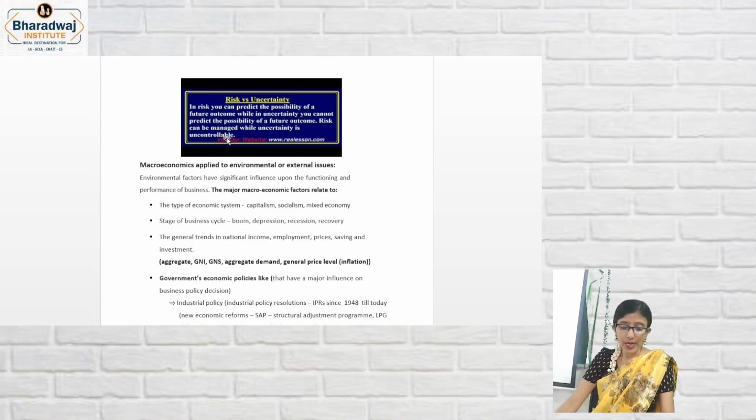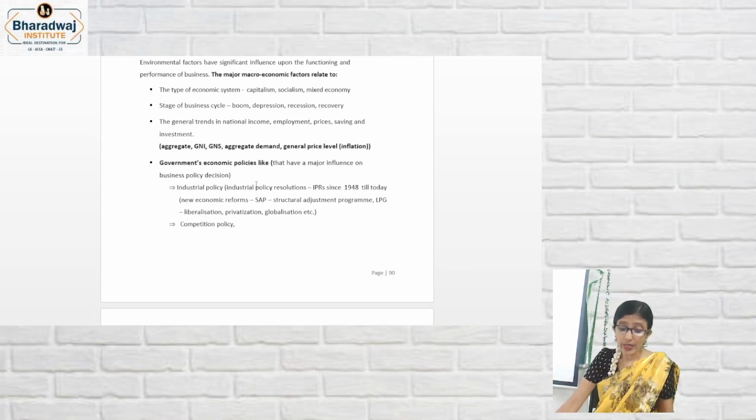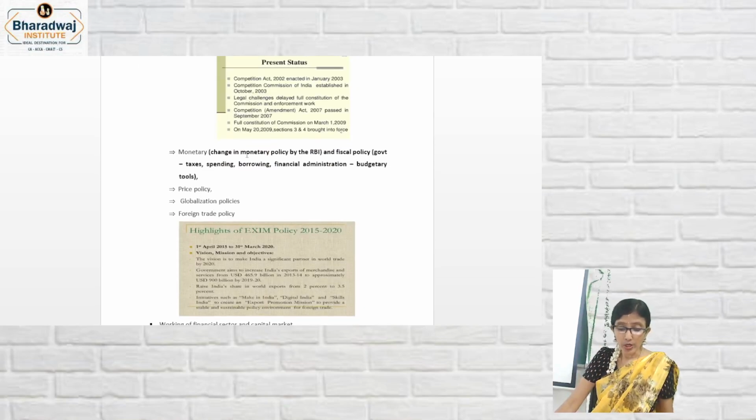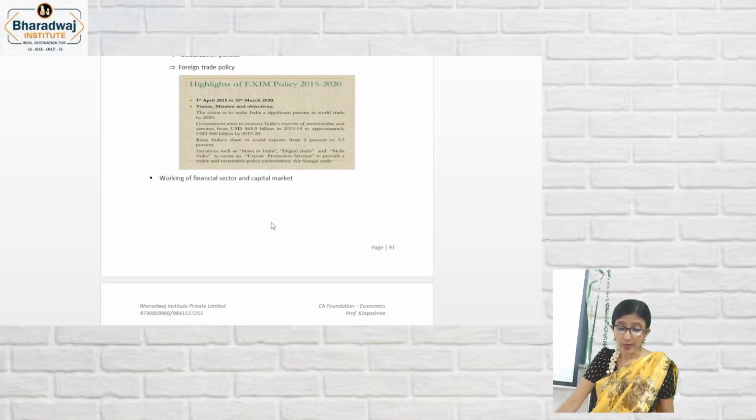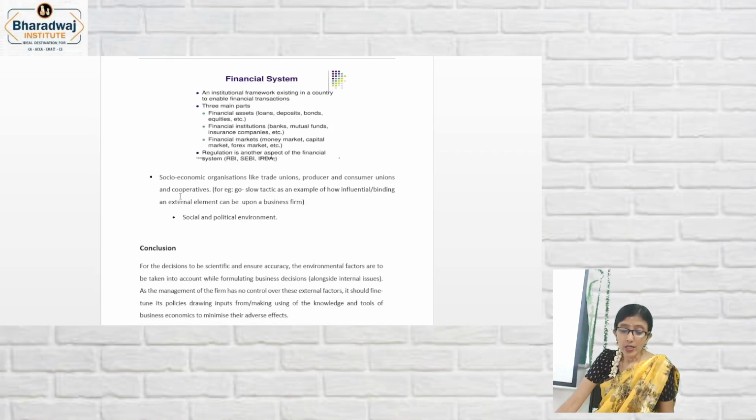Okay, all this. And in macro, look at it. Types of economic system, stages of business cycle, trends in national income, employment, prices, saving and investment, government economic policies, competition policy, monetary policy, all types of policies come, financial sector, capital market, and socio-economic organizations like trade unions, producer union, consumer union, cooperatives, all come under macro issues.